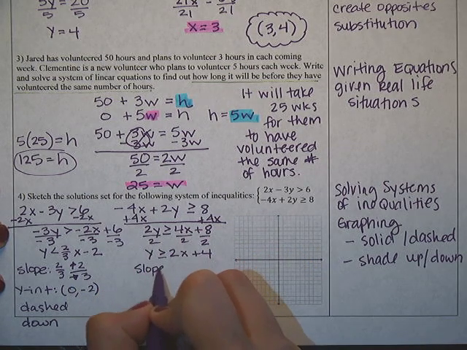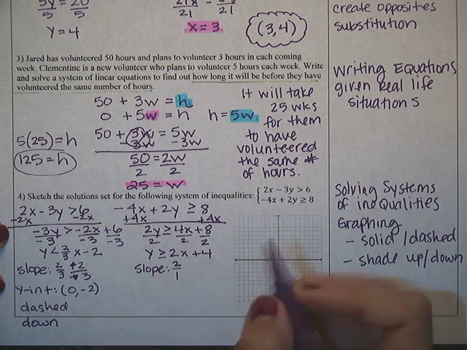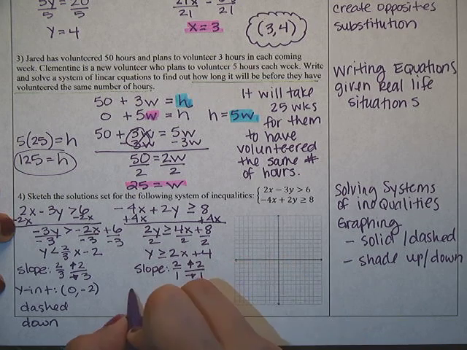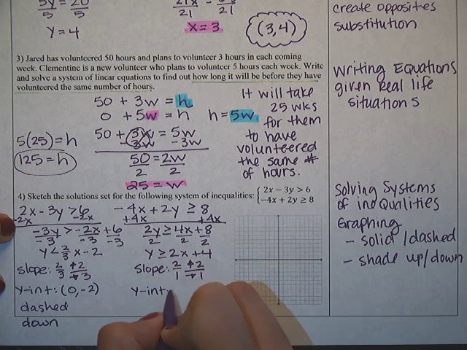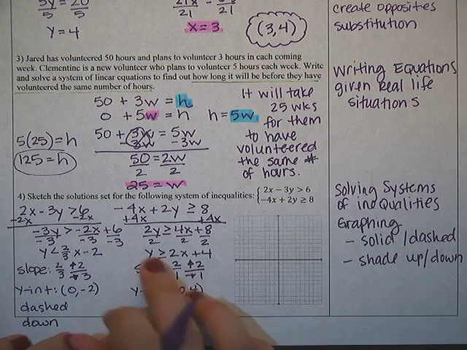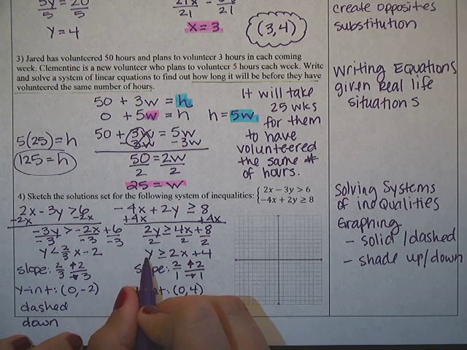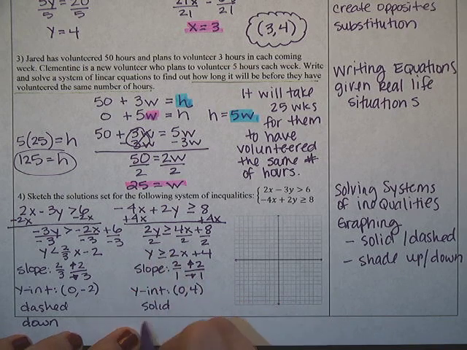Our slope here, written as a fraction for rise over run, is 2/1. So we're going to go up 2, forward 1. And our y-intercept is (0, 4). This one has an equal to, so it's going to be a solid line, and we're going to shade up because it's y is greater than.